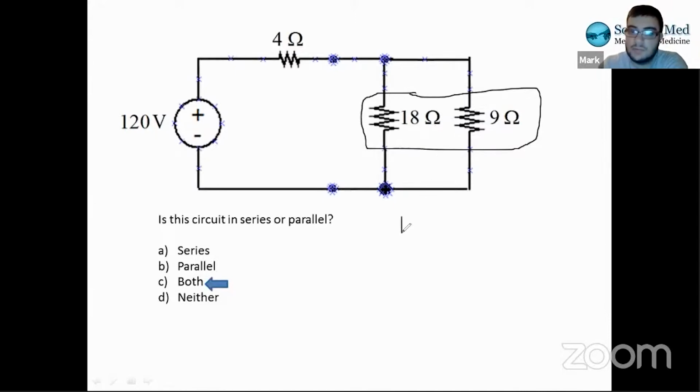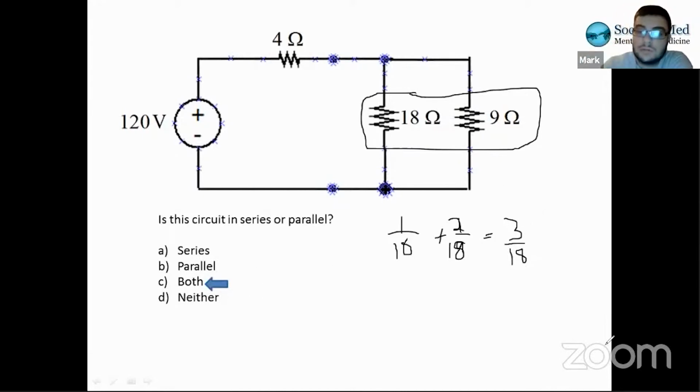Let's give an example. For example, 1 over 18 plus 1 over 9, or 1 over 9 can be rewritten as 2 over 18, which is equal to 3 over 18. And this I'm using the formula for finding total resistance of a parallel circuit, which is 1 over R1 plus 1 over R2 equals 1 over R total, right?